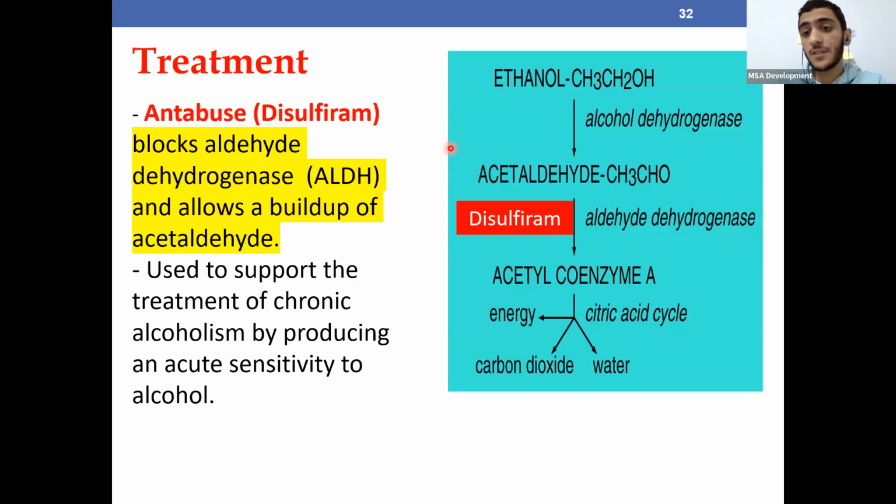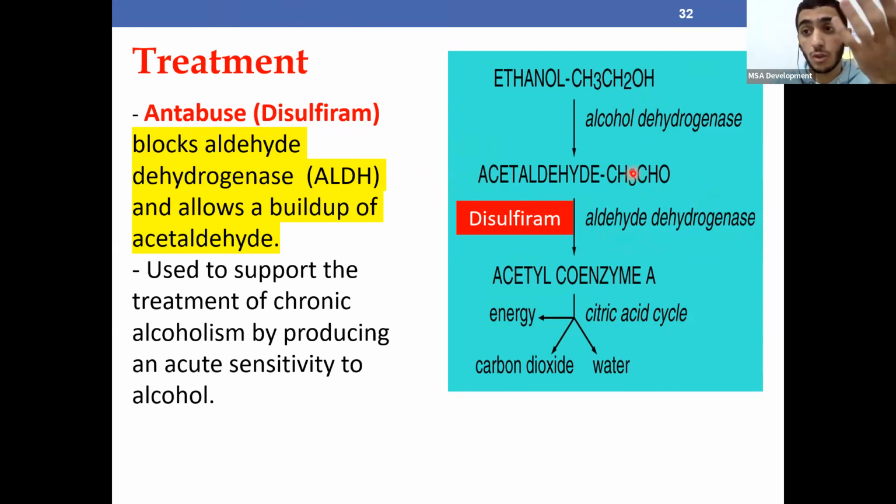Now, the last thing is the treatment for alcoholism. What they do is give them Antabuse, also known as disulfiram. What disulfiram does is inhibit acetaldehyde dehydrogenase. And if there is a buildup of acetaldehyde, you're going to get the feeling of being drunk when you drink a small amount of alcohol, because this small amount of alcohol is converted to acetaldehyde.